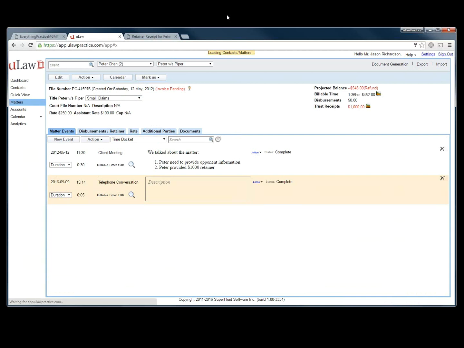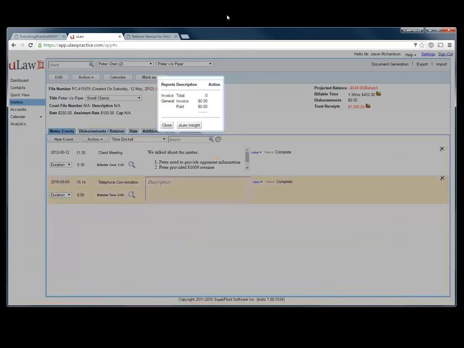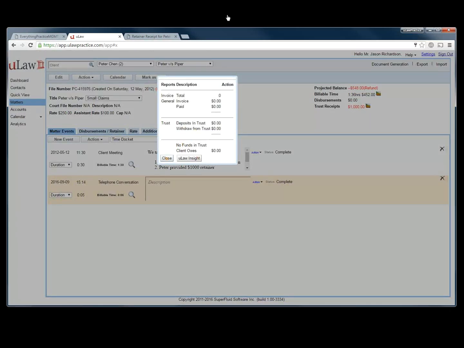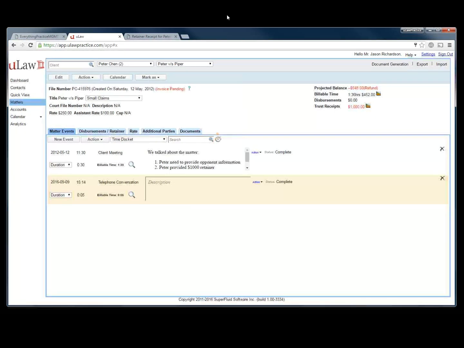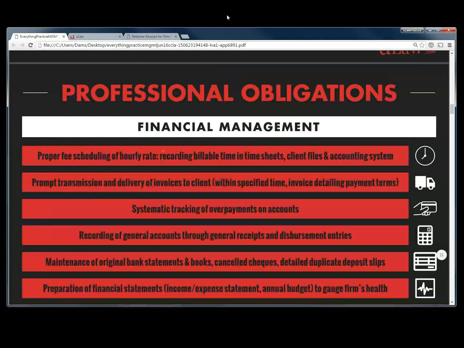And similarly, in 2 seconds, you should be able to say, oh, what have I done on this matter, and it looks like there's not much that's happened on this matter. So you should be able to figure that out in a couple of seconds. Okay. Now, similar to that, you want to also make sure that you're recording all the billable time and you have a proper timesheet for all the client files. Okay. Prompt transmission of delivery of invoices to client is also very key to make sure that your financial management is sound.